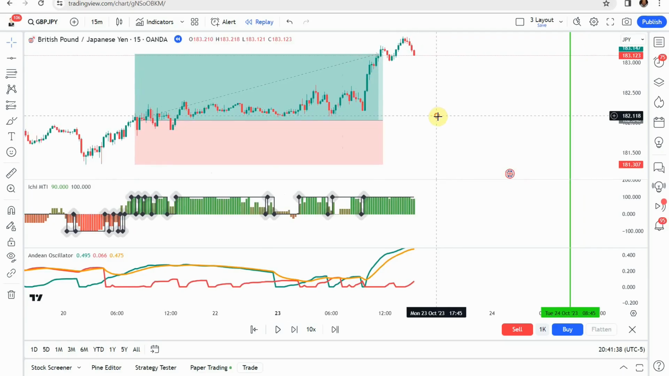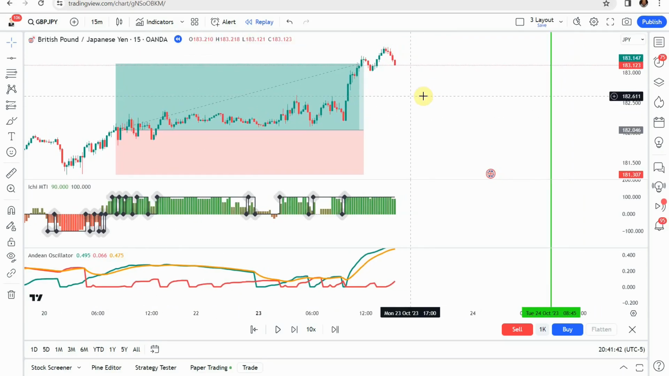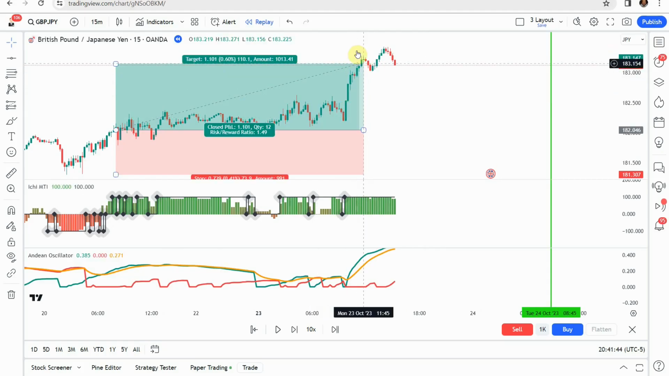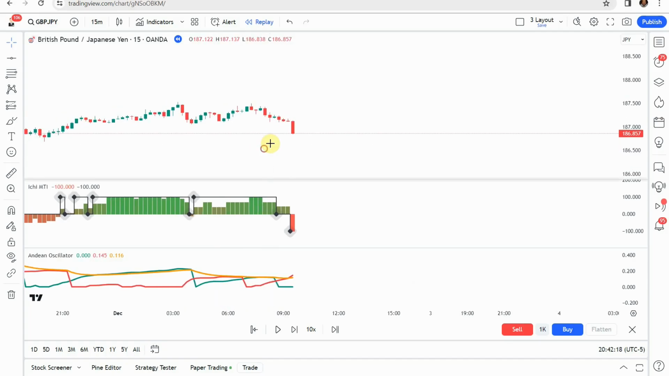All right, so you see it takes a little bit, pretty much run into consolidation as soon as we would have entered into the trade, but then eventually we get the spike to the upside, getting us to our take profit.